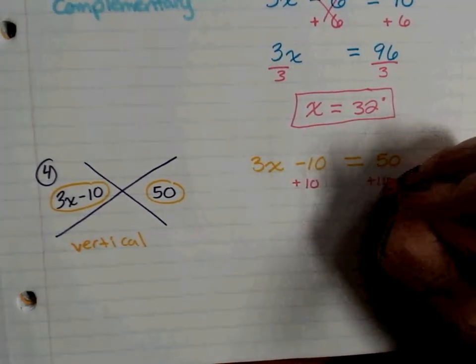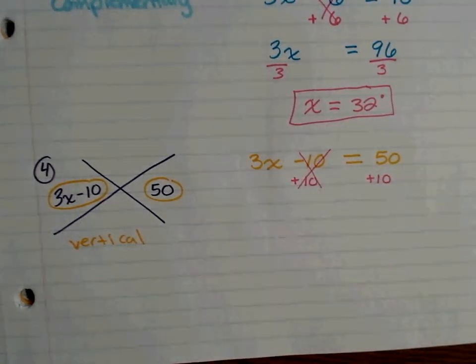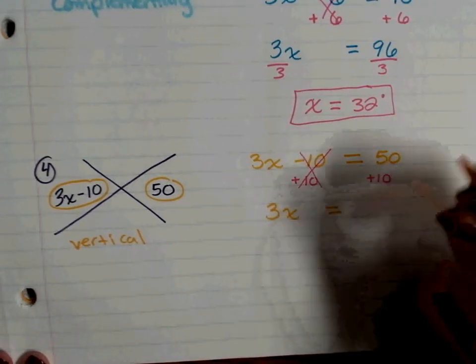So the 10s are now going to go ahead and be canceled out. We now have 3x is equal to 60.